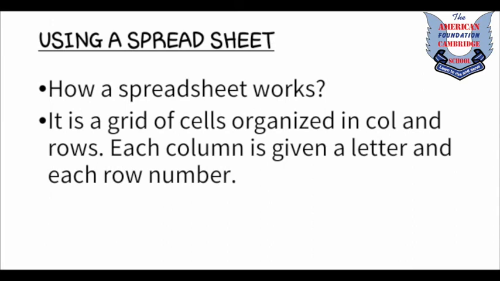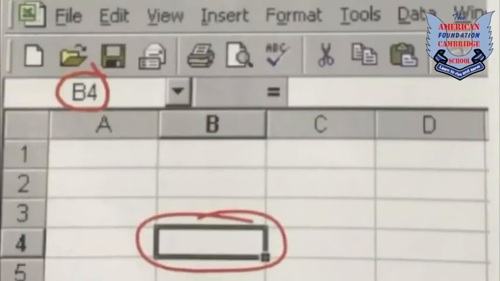How does a spreadsheet work? It is a grid of cells organized in columns and rows. Each column is given a letter and each row a number. As you can see in the picture, A, B, C, D represent columns and 1, 2, 3, 4, 5, 6 represent rows, and the box that is highlighted is called a cell, and B4 is the name of the cell.